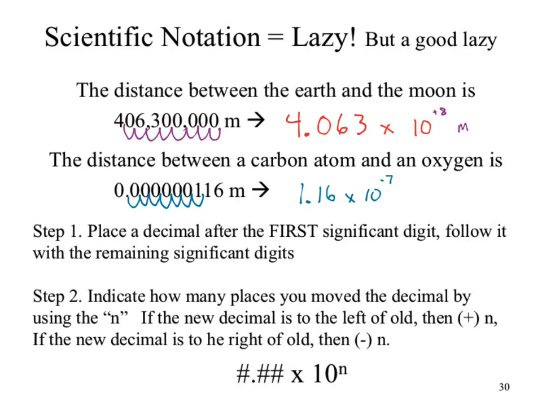I went to the right, so it's positive, left, negative, because that, depending on what you're looking at, will change which direction you're going. Look at your original number. Was it supposed to be a small number or a big number? If it's a small number, your power of 10 is negative. If it's a big number, your power of 10 is positive. It keeps it relatively clean and straightforward. Questions about that?